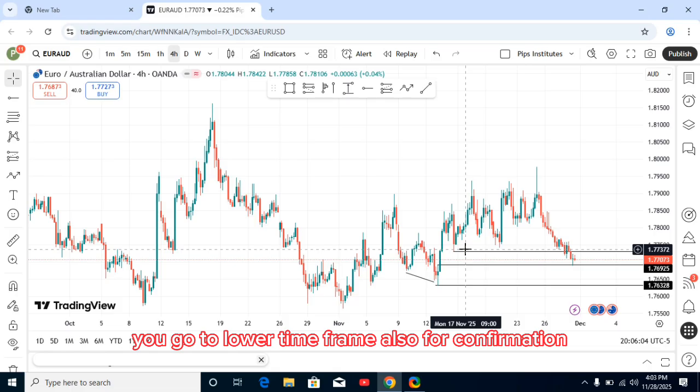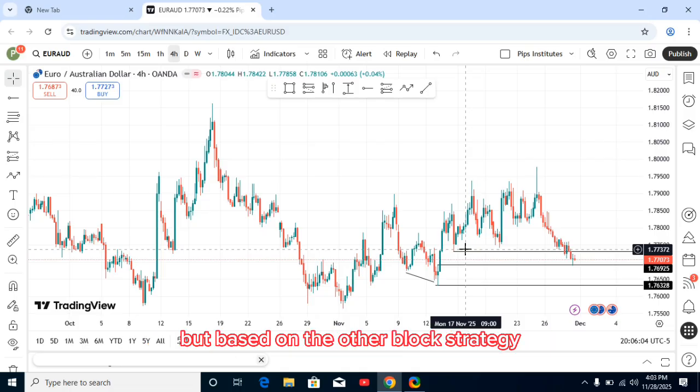You go to a lower time frame also for confirmation so that you can maximize your risk to reward. But based on the order blocks right here, I've taught you Euro should buy coming next week. Okay, so folks, that is about the order block, the secret behind that block.